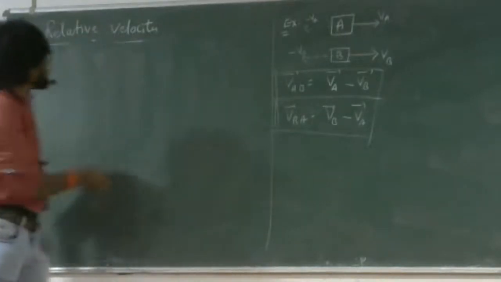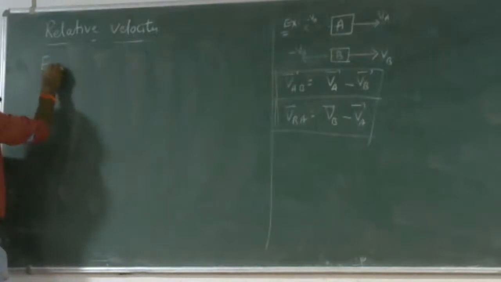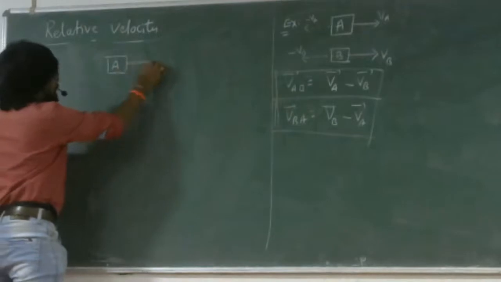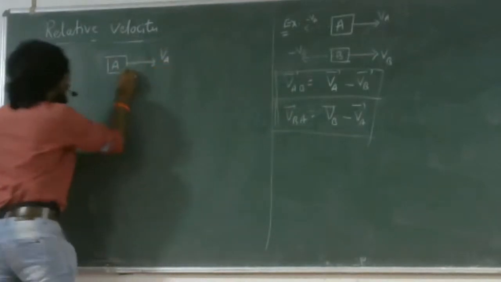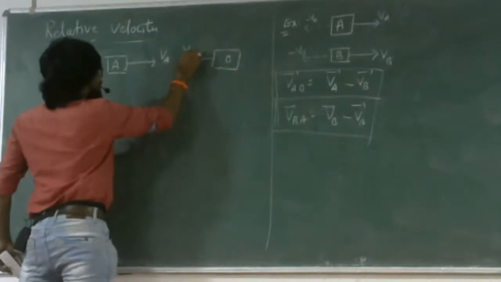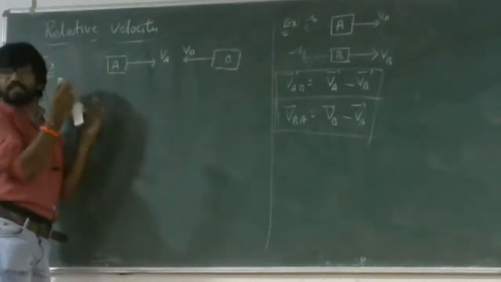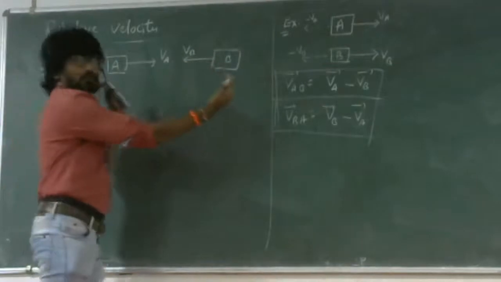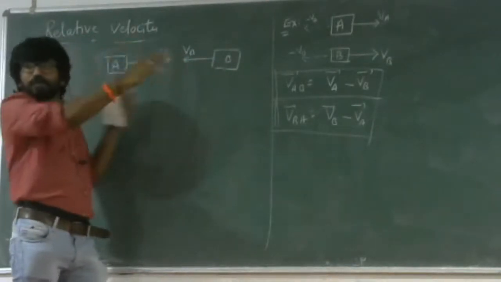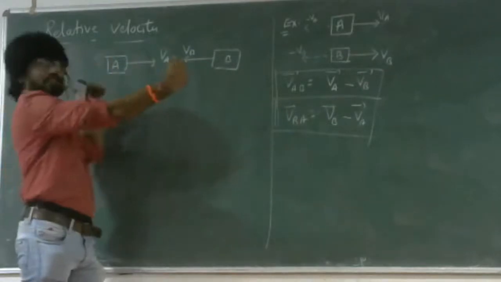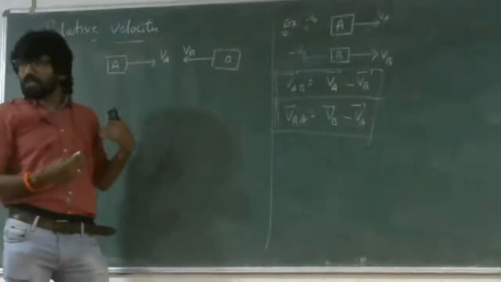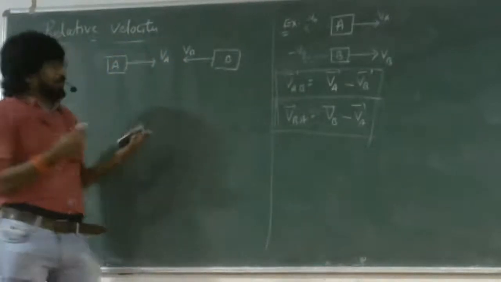Next example. If A is moving in positive x direction with velocity VA and B is moving with velocity VB in negative x direction, in the opposite direction. So the two bodies are moving opposite to one another, maybe towards each other or away from one another also. Opposite directions means they may approach or they may recede. Both are cases of opposite directions.